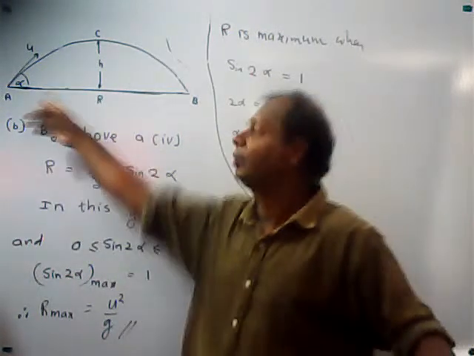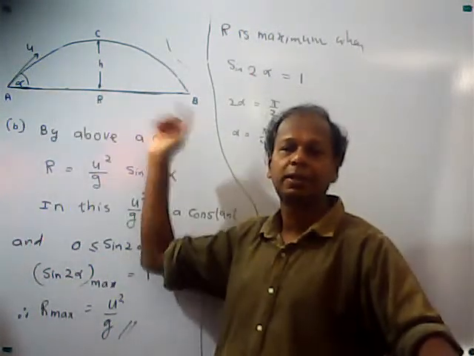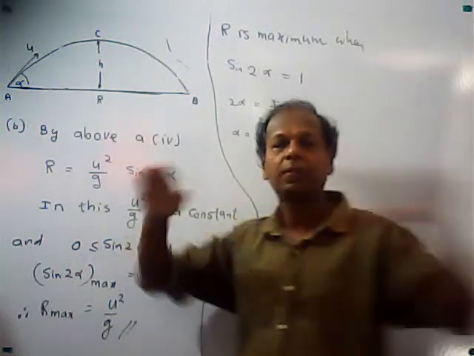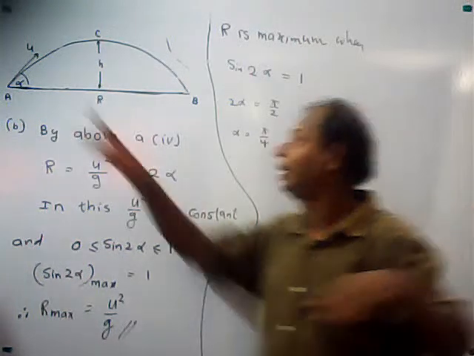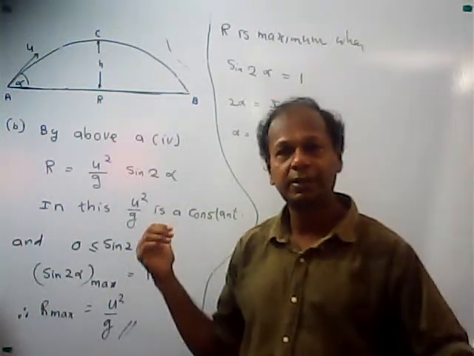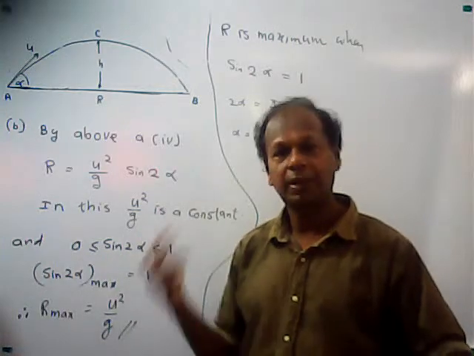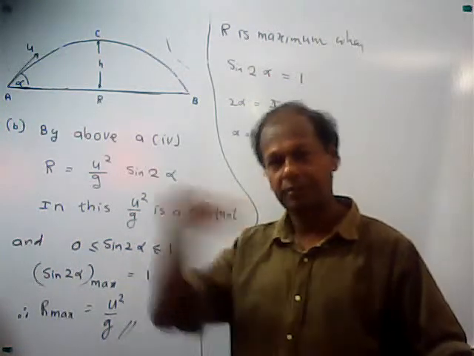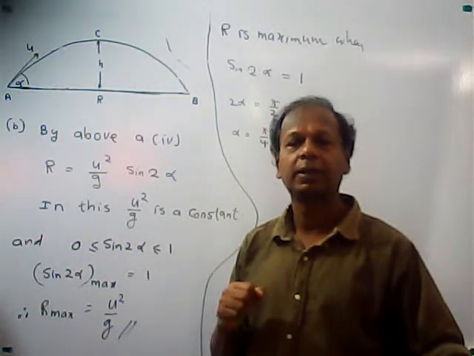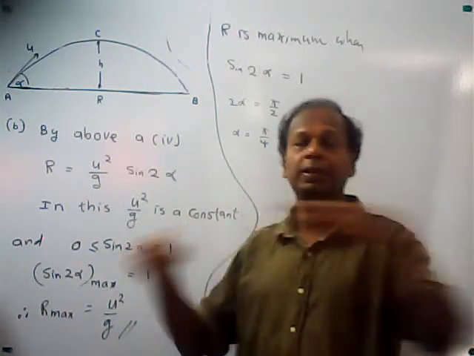Here we have obtained this result considering a projectile at a horizontal level. A and B are at the same level. So this is to be valid, the projectile has to be at the same horizontal level. So again, going back to that, the long jumper is fine.